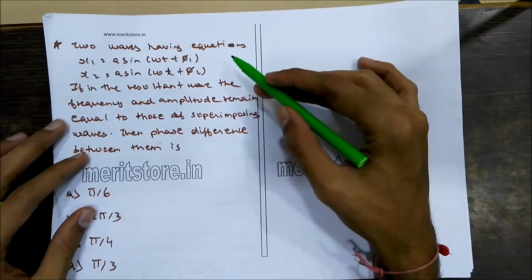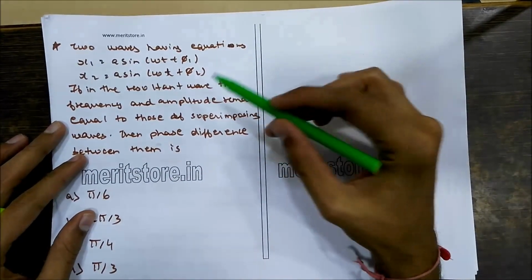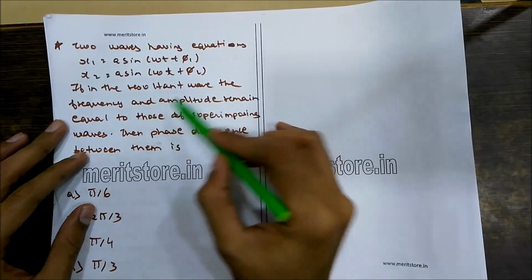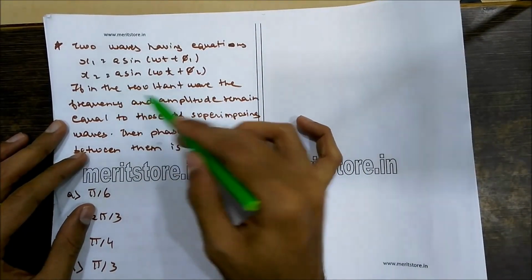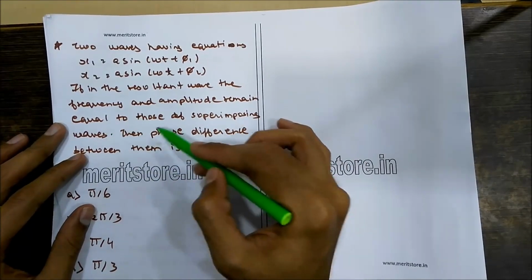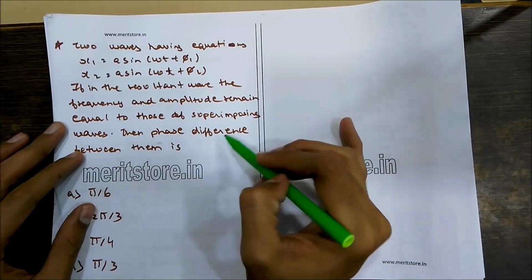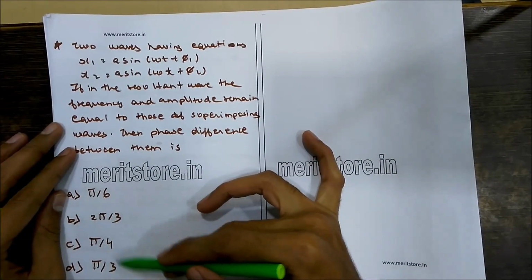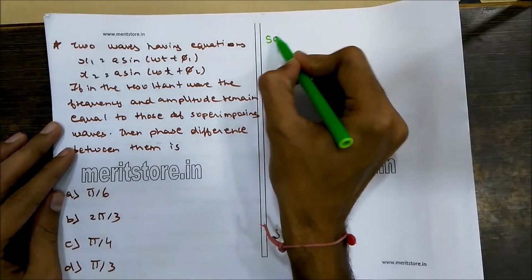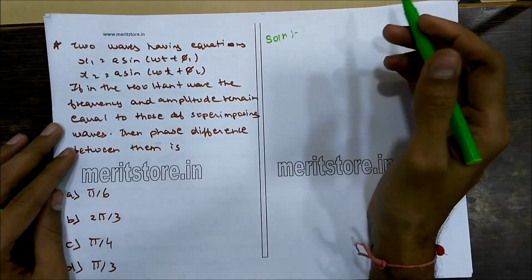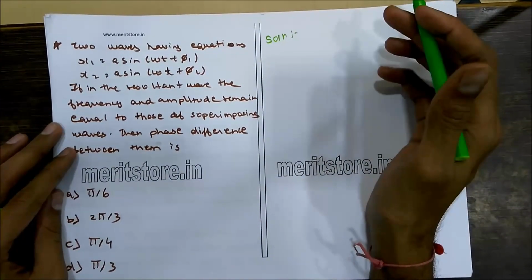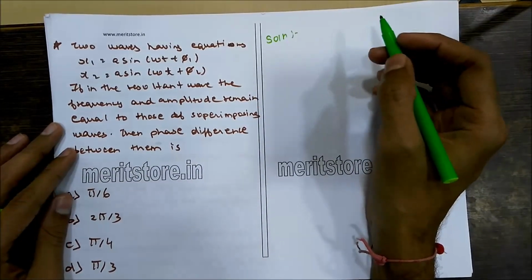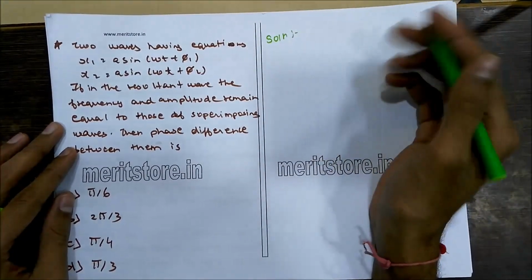Two waves have the equations x1 equals a sin(omega t plus psi 1), x2 equals a sin(omega t plus psi 2). If in the resultant wave the frequency and amplitude remain equal to those of the superimposing waves, the phase difference between them is pi by 6, 2 pi by 3, pi by 4, or pi by 3. Basically, superposition of waves does not alter the frequency of the resultant wave. So we have the resultant amplitude, we can add them.